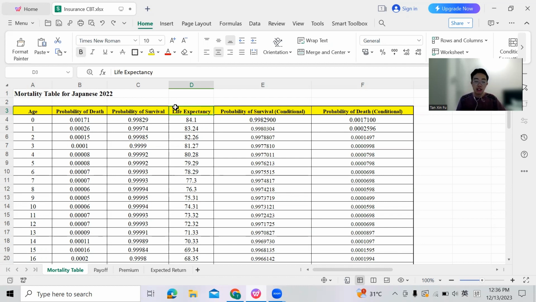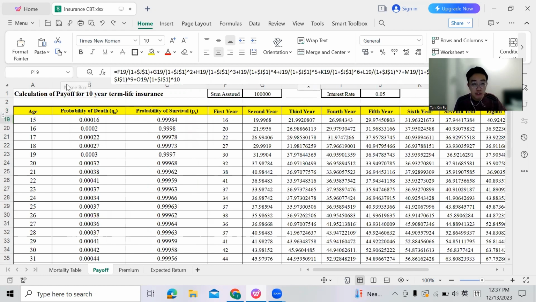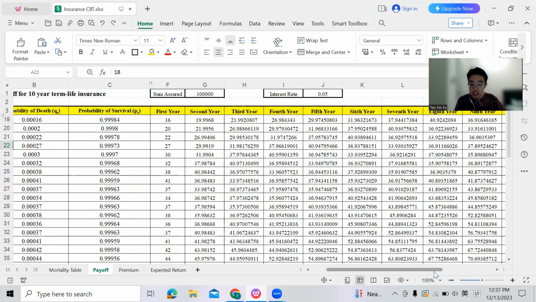Next, after getting the data, we need to construct the premiums using the financial concept to ensure the present value of expected future payouts equals the present value of the premium income. So this approach considers the time value of money, discounting future cash flow to their present value. Next, we look at the calculation of payoff for 10-year term life insurance. We need to calculate the expected payoff of each age within 10 years.